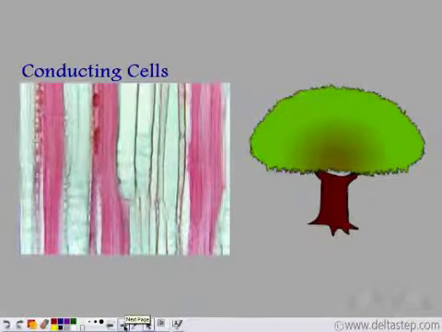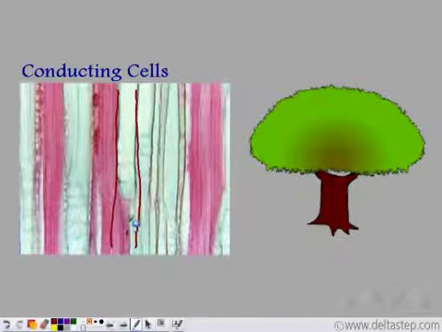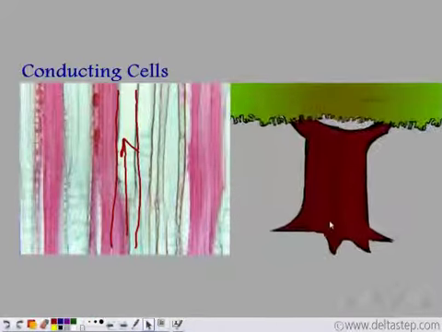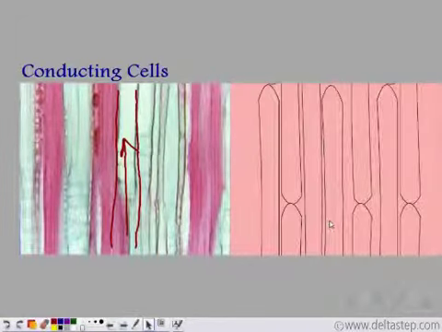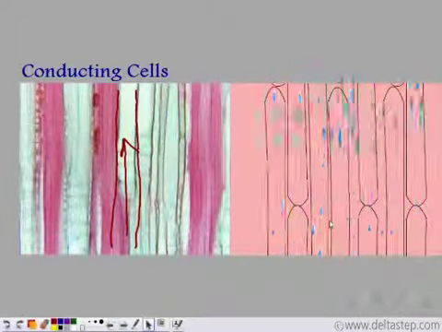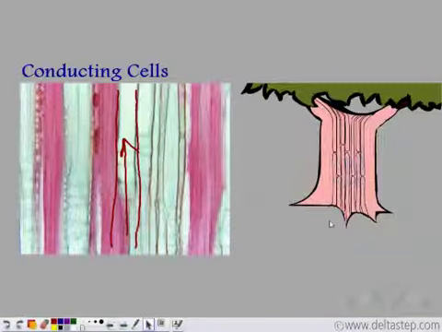Now, leaves require water for photosynthesis. Now, how does the leaf get this water which is being absorbed by the roots? Well, this is happening because of the presence of these pipe-like conducting cells. See, these are the pipe-like conducting cells which transport water from the roots upwards to the leaves. This is how it happens. These are the pipe-like cells present in the trees. These pipe-like cells conduct water from the roots upwards to the leaves so that they can carry out photosynthesis.